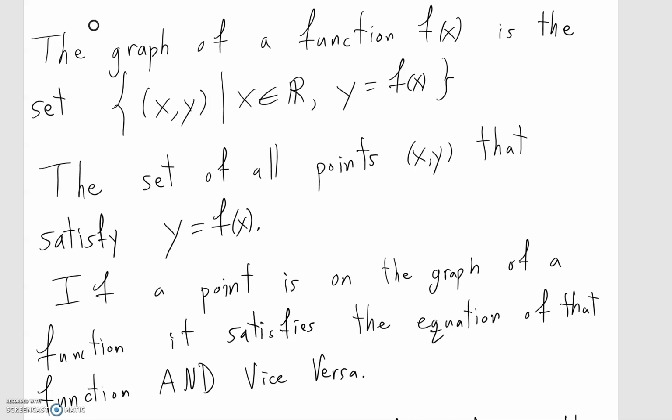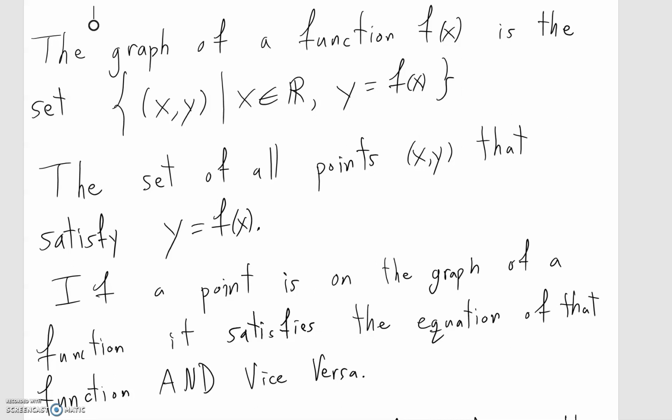So recall this definition of a function that we had in section 3.1. A function is a relation with the requirement that every input from the domain maps to exactly one output in the range. So every input has exactly one output associated with it. So the graph of a function is a set of all points that satisfy the equation of a function.